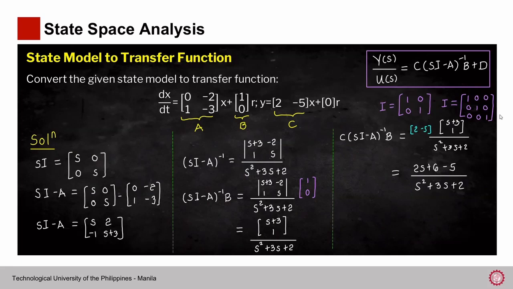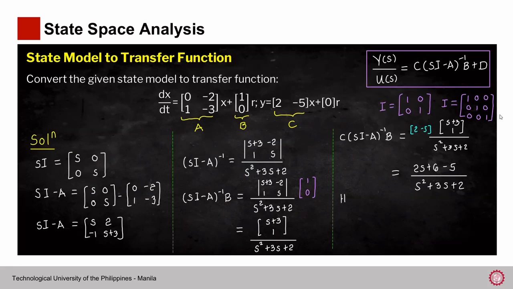Since your D is 0, because the feed-forward matrix is 0, it is often absent. But it would be there if our feed-forward matrix has a value. In this case, there is none, so it is 0. So basically, that is the answer.